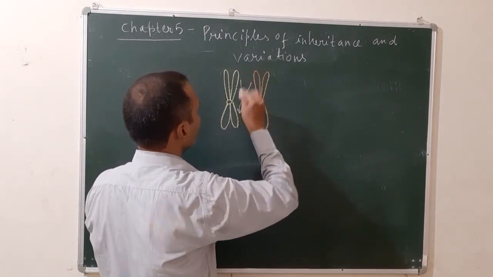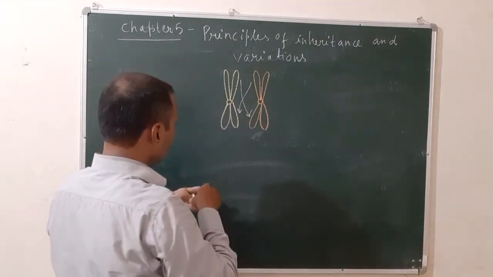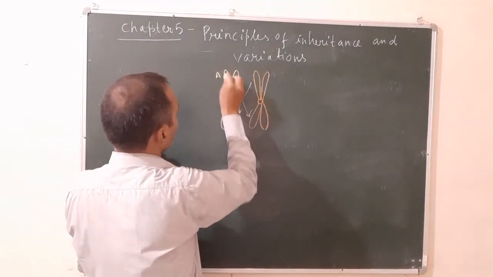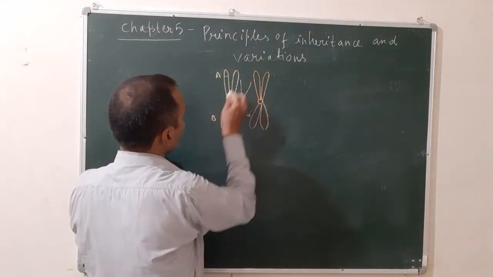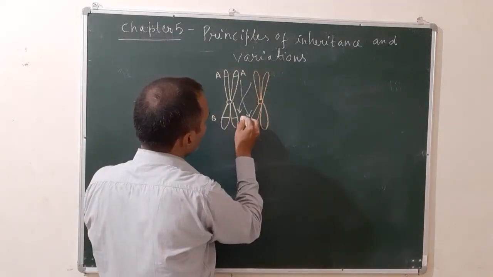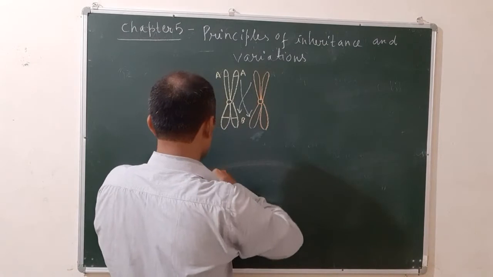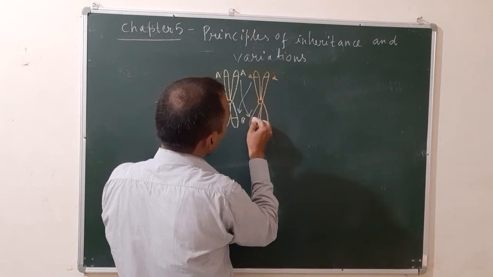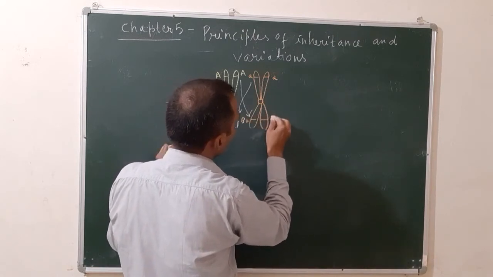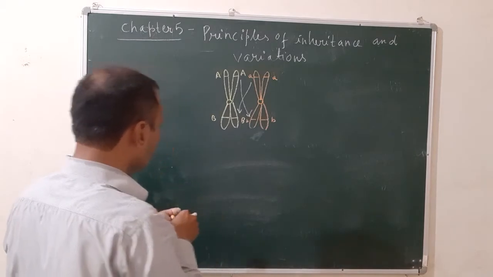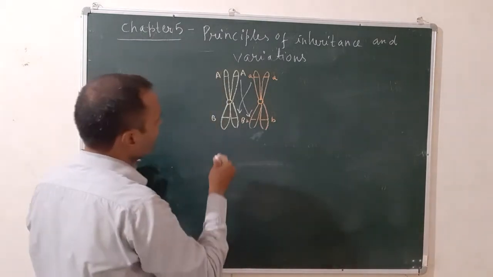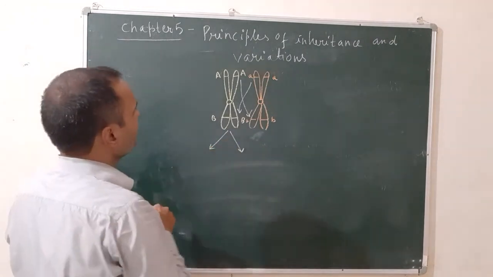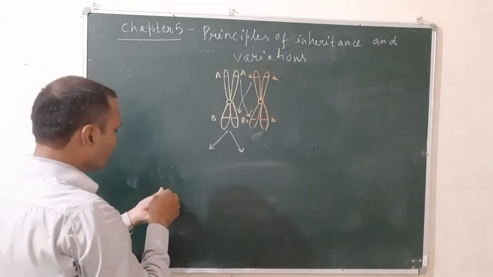Crossing over will take place between these chromatids. There will be gene capital A, capital B on one chromatid, and capital A, capital B on the other. In this case, small a and small b, and small b. After crossing over, which takes place between the two non-sister chromatids, it will produce two types of gametes. So when it splits, it will produce two types of gametes.